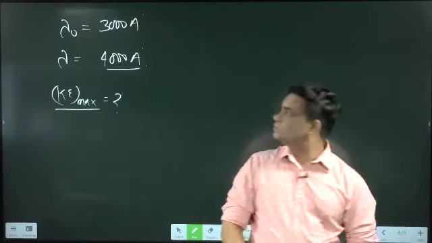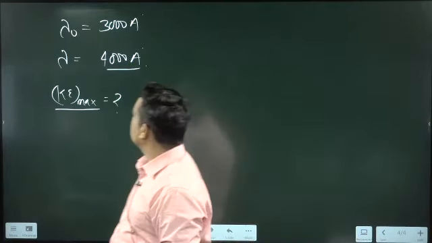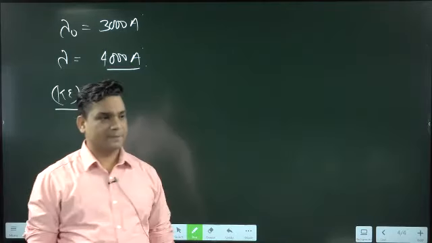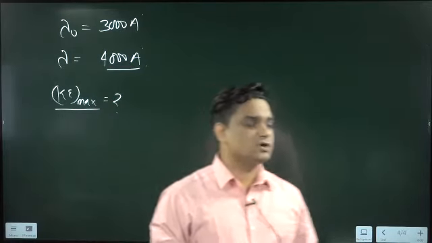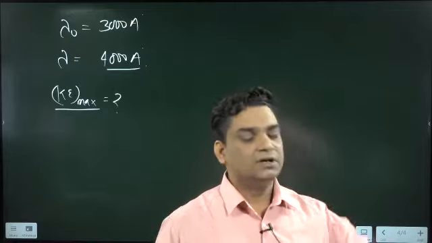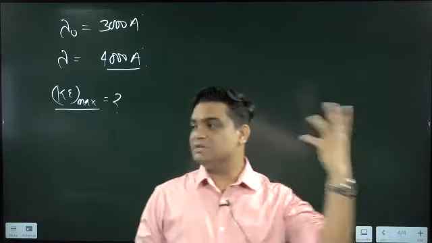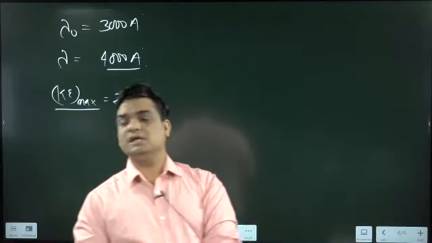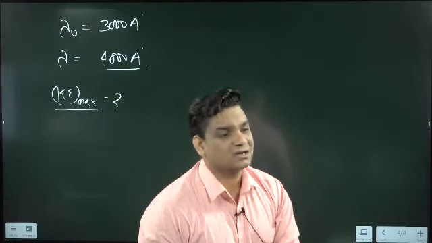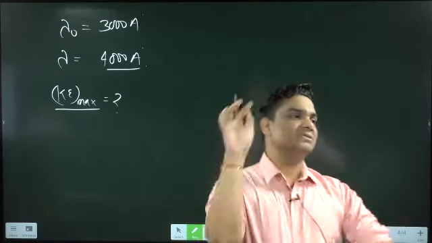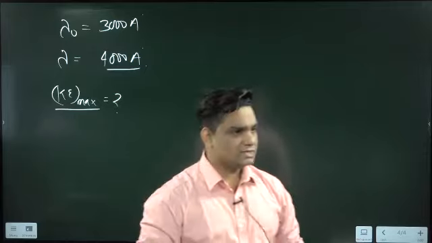Now here in this one, is ejection possible or not possible? In this question, ejection is not possible, and I'm asking KE max. Not possible means electrons will not be able to eject. So the answer becomes zero.